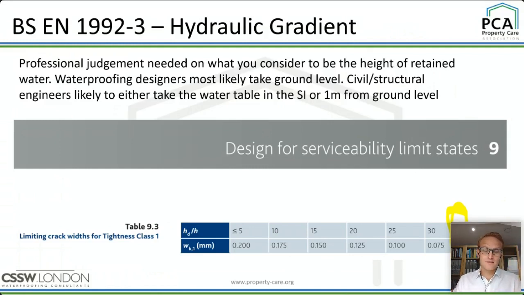And that's hydraulic gradient. So if you go to Eurocode 2 Part 3, you say, okay, tightness class 1, then you look at your hydraulic gradient. What's the biggest crack you can have? In this case, it's 0.06. This is the 0.2 millimeters, which is the biggest crack width that you can get away with in an ideal circumstance, but that is quite unusual.